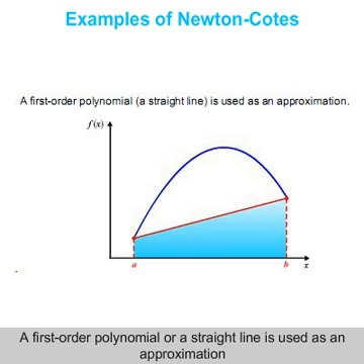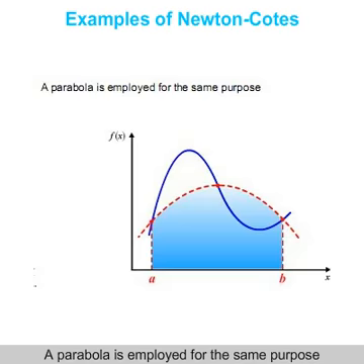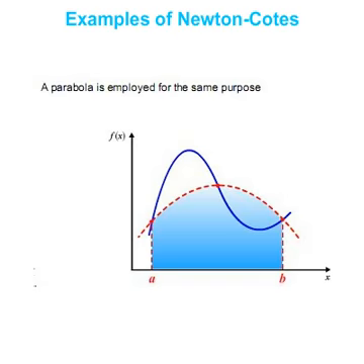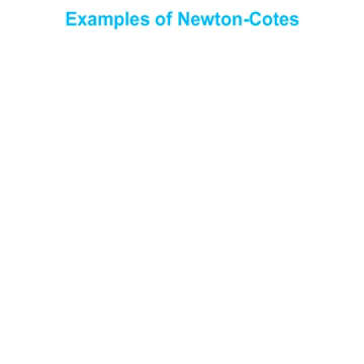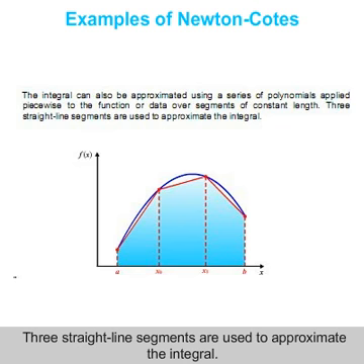A first-order polynomial or a straight line is used as an approximation. A parabola is employed for the same purpose. The integral can also be approximated using a series of polynomials applied piecewise to the function or data over segments of constant length. Three straight line segments are used to approximate the integral.